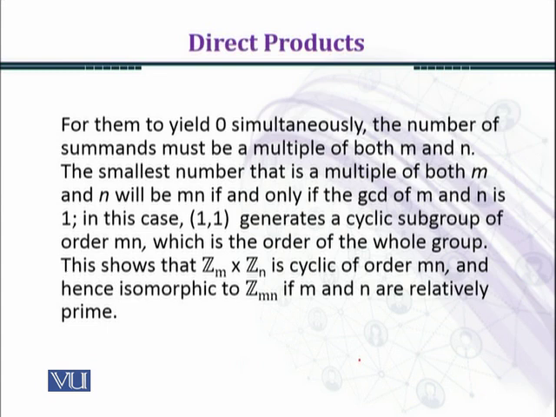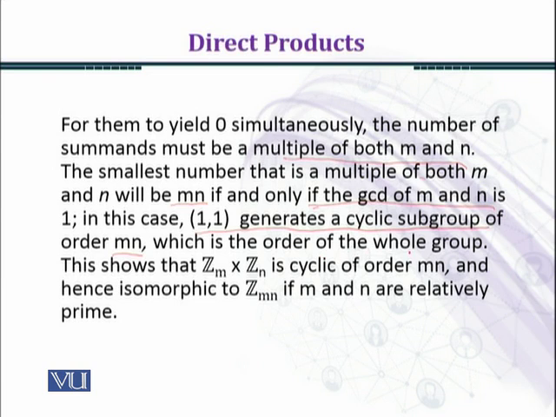For them to yield 0 simultaneously, the number of summands must be a multiple of both m and n. So, if we add the ordered pair (1, 1) mn times, we will get the identity element. The smallest number that is a multiple of both m and n will be mn if and only if the GCD of m and n is 1. So, if the GCD of m and n is 1, then the smallest number that gives the identity element will be mn. In this case, (1, 1) generates a cyclic subgroup of order mn, by definition of order of element, which is the order of the whole group.